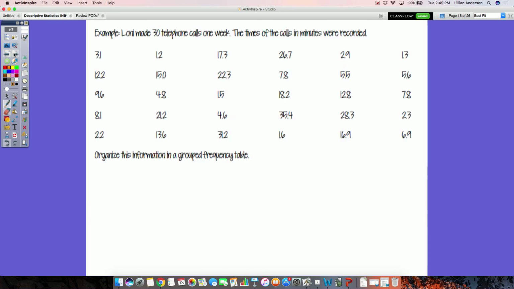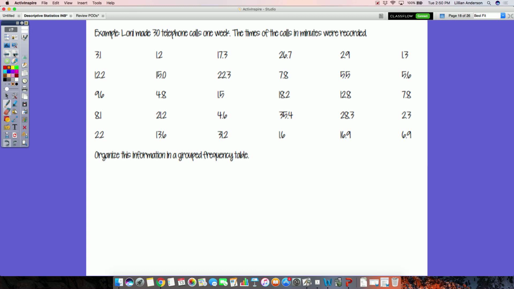So like this one, Lonnie made 30 phone calls a week. So we know that we have 30 pieces of data, so the total of our frequency should add up to be 30. And the times of the calls in minutes were recorded. Now, I know I didn't use the best font, but that is a 3.1. That is a 1.2. That is a 17.3, and so on. I know the decimal's kind of hard to see on the copy.